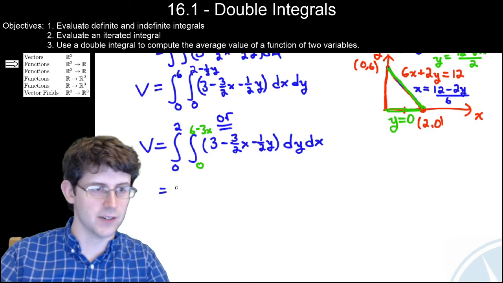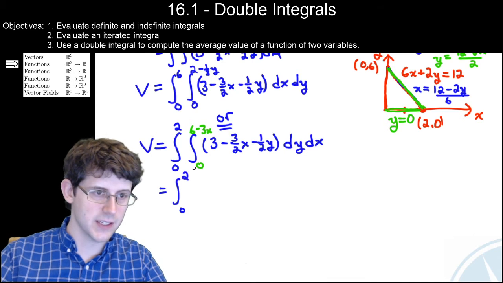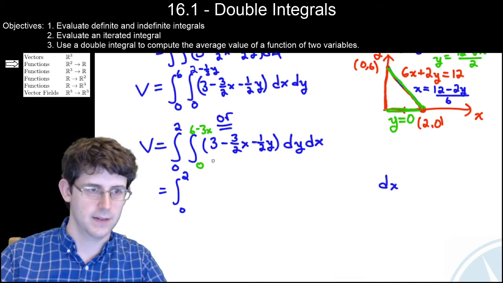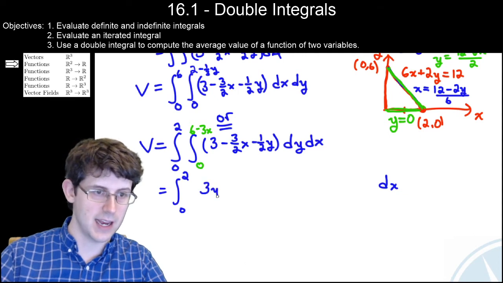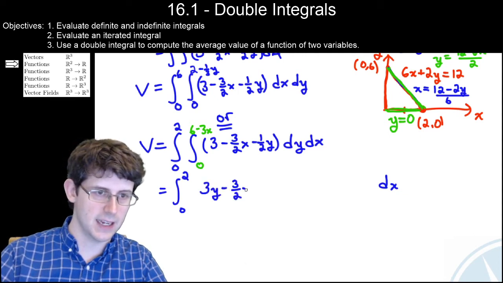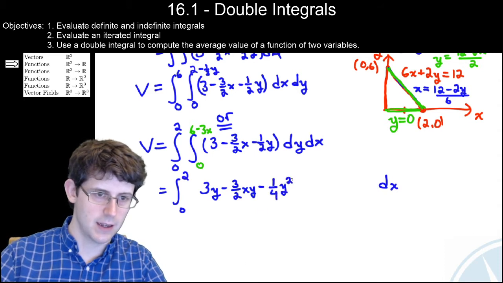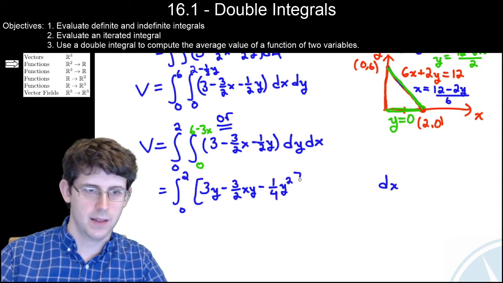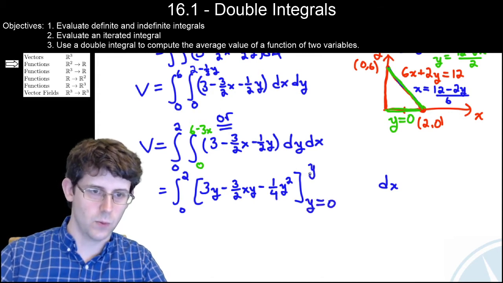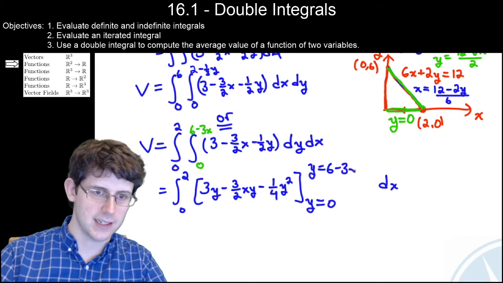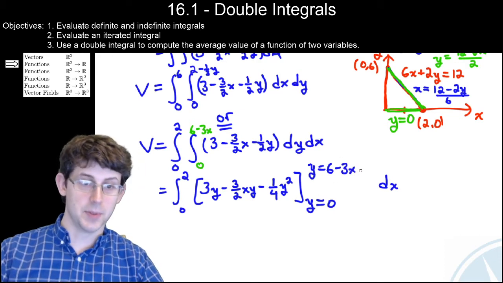So I'll do the inner integral first. The outer integral is going to sit here waiting for us. The inner integral is an integral with respect to y. So I'll get 3y minus 3 halves xy minus a quarter y squared. The bounds here, the y bounds, are from y equals 0 to y equals 6 minus 3x. So then I need to plug these in for y.